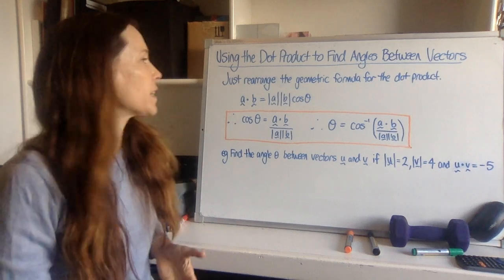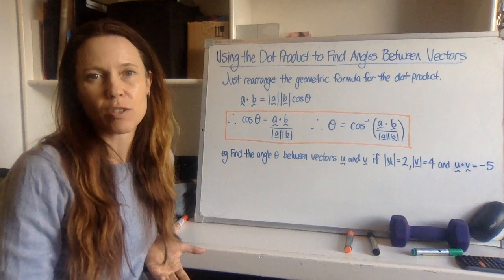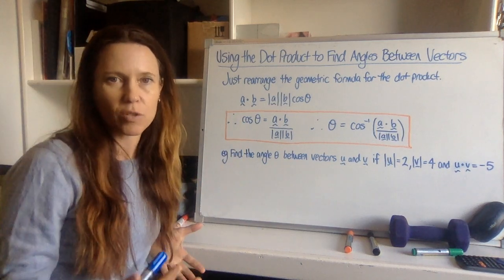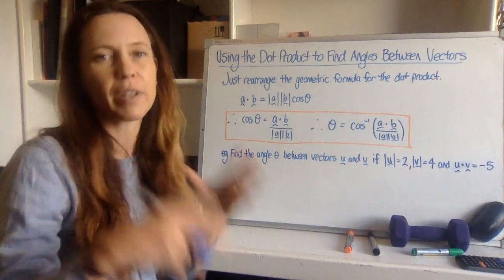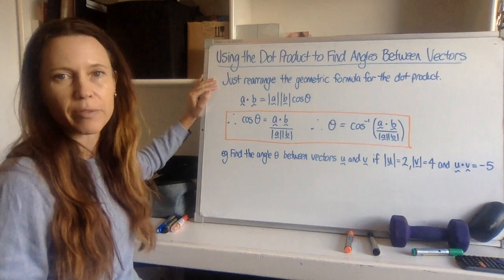And now one last thing for today, using the dot product to find angles between vectors. Now this is really quite straightforward. We don't really even need to do a whole other video for it, but let's just make sure, because this concept is new, we've really explored it from every angle. All you need to do is just rearrange the geometric formula for the dot product.